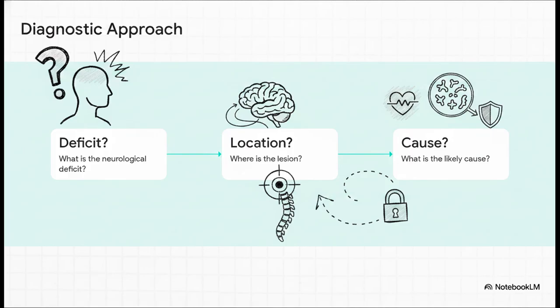I want you to step into the shoes of a methodical investigator. In this world, symptoms are your vital clues. To solve the mystery, your diagnostic approach has to rely on three foundational questions. First up, what is the deficit? Second, our golden question, where is the lesion? And third, what is the likely cause? Like, is it an embolus from atrial fibrillation or maybe an autoimmune demyelinating plaque like you'd see in multiple sclerosis? The catch here is you literally cannot answer question 3 until you've confidently answered question 2.